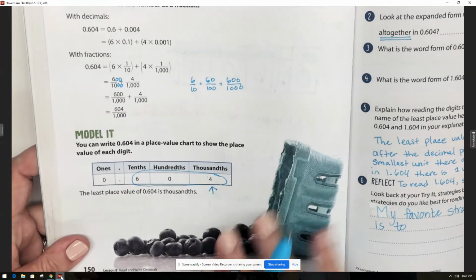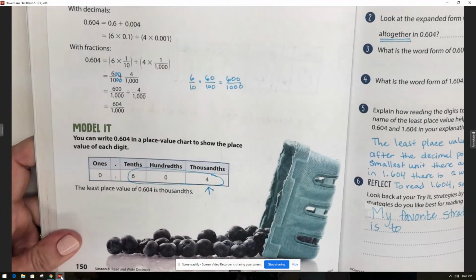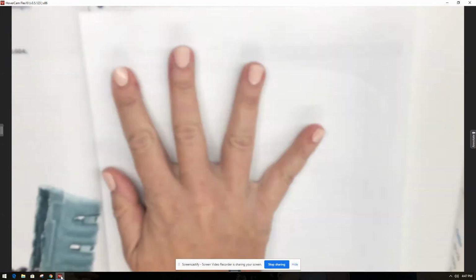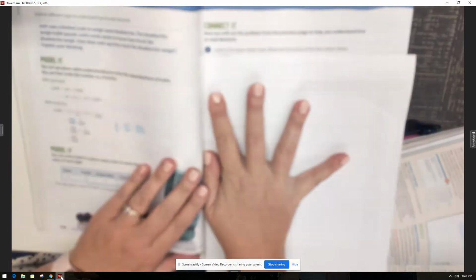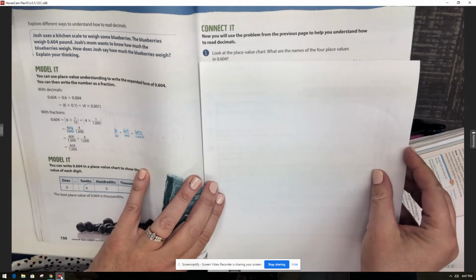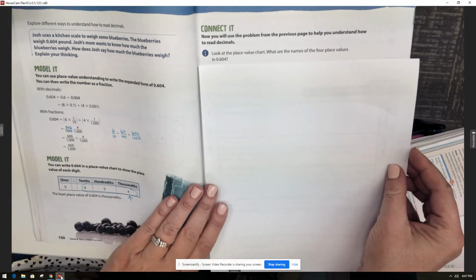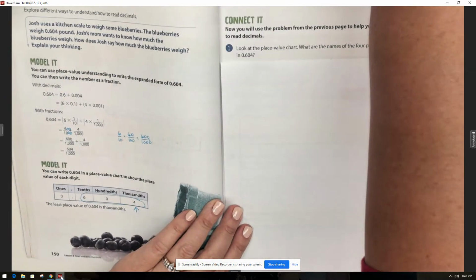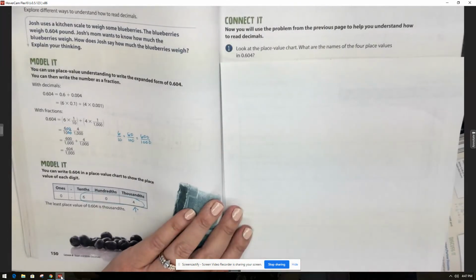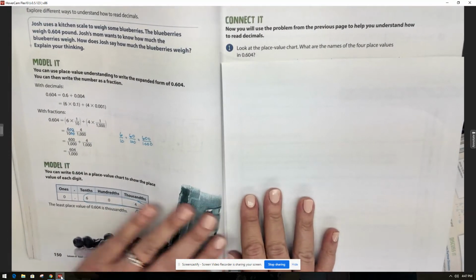Okay, let's go ahead and go to the next page. I'm going to zoom out a bit so that you can see the two pages together. Hopefully you will be able to see the words well enough. Let me see if I can zoom in just a hair more. All right, I think that'll be okay.